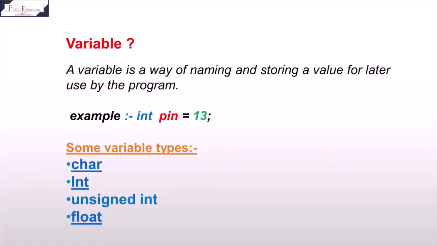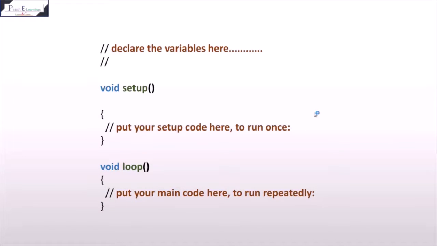Now let's see how to declare this variable in the program. This is what it looks whenever you open the Arduino IDE software. A variable in Arduino has the property called scope. A scope is nothing but the visibility of the variable in the program. There are two types of variable: global variable and local variable. A global variable is seen by every function in the program, and the local variable is only visible to the function in which they are declared.